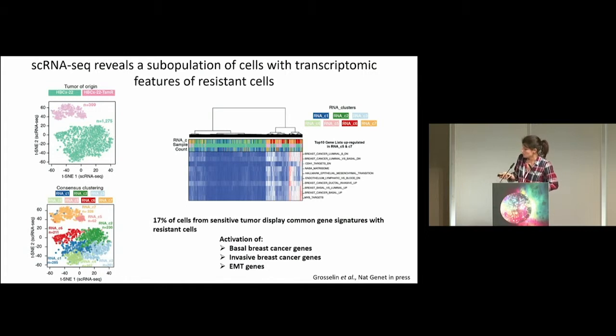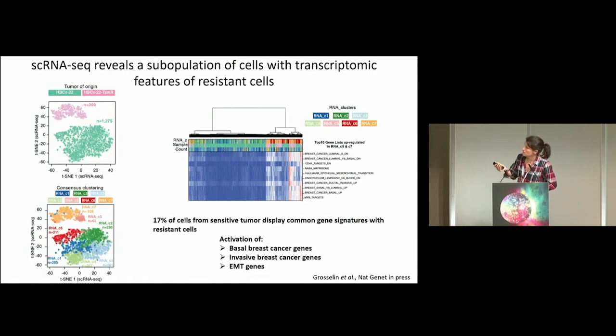And actually what we learned is that there's a huge heterogeneity in either the starting tumor as well as the resistant one. And what we learned is that one of the clusters here, the red cells, already activate a lot of the pathways that are activated in the resistant tumors.